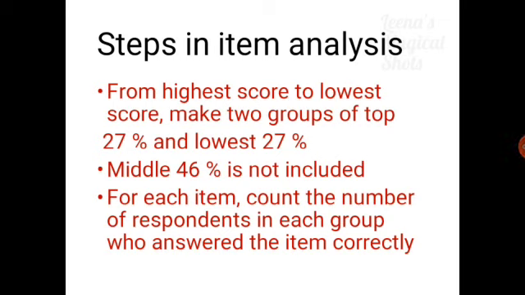After administering this draft form of test in a representative sample, the response sheets are scored. Arrange the response sheets from the highest score to the lowest score. From the ordered set of response sheets, make two groups. Put those with the highest scores in one group, that is the top 27%, and those with the lowest scores, that is the lowest 27%, in the other group.